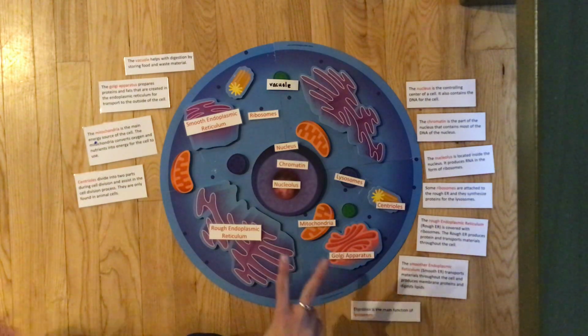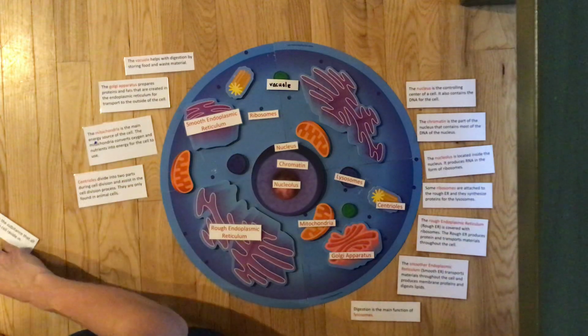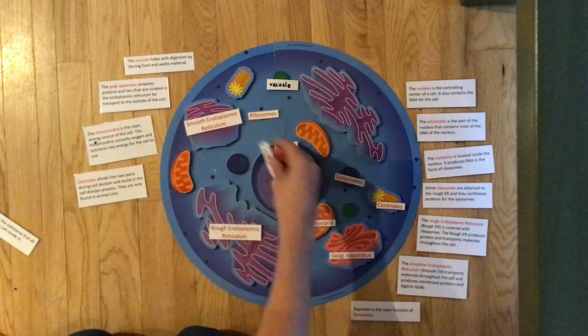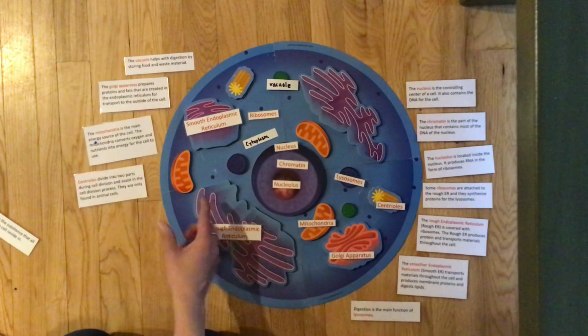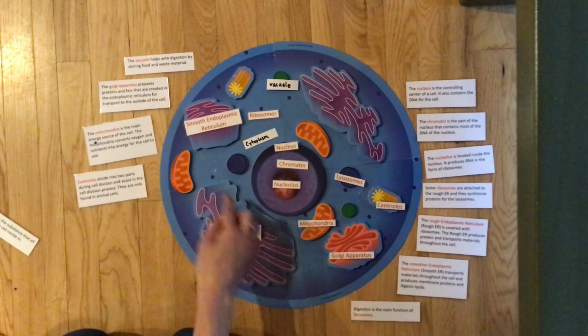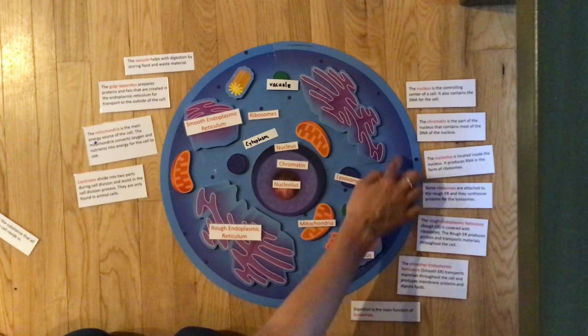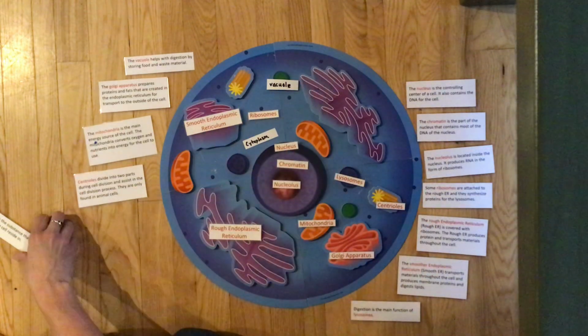We've got two more parts to this. The first part is the cytoplasm. The cytoplasm is a jelly-like substance that holds all of the organelles. So it'd be this blue part in between all of these organelles that holds it all together.